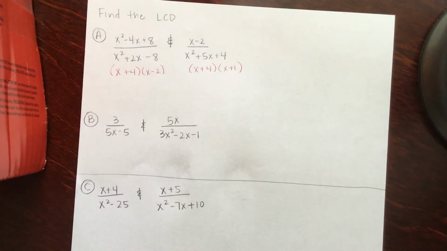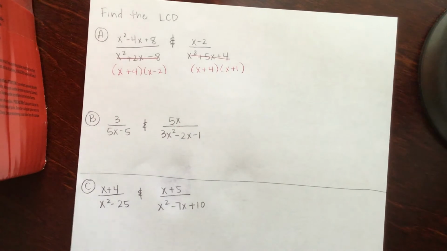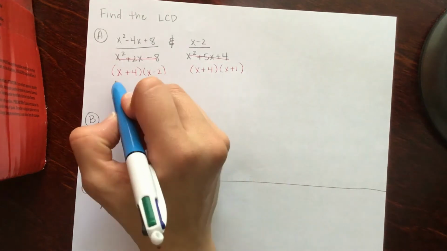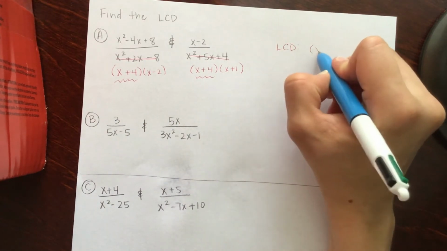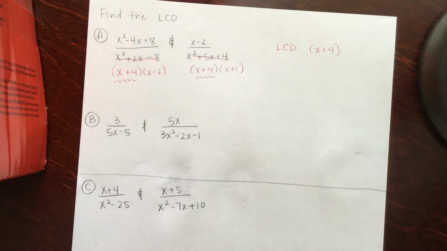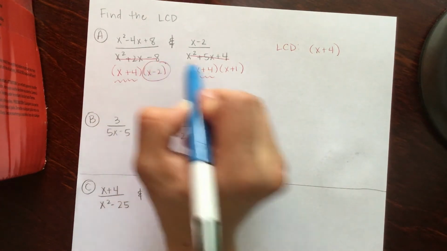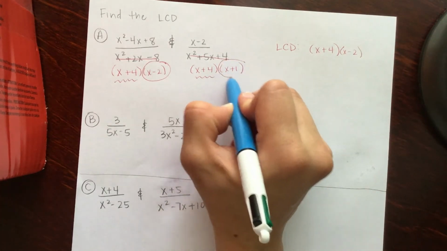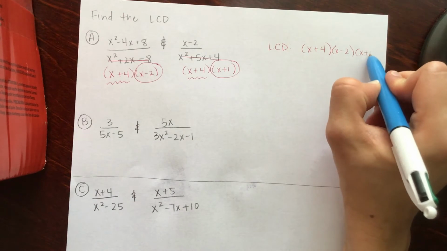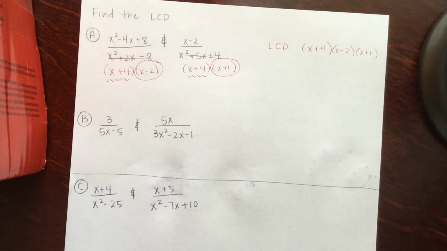When you factor the denominators, notice that they both have an x plus 4. So that means my least common denominator is going to be x plus 4 times, this first one also has an x minus 2, and the second one also has an x plus 1. So my least common denominator is x plus 4 times x minus 2 times x plus 1. You don't have to multiply that out. You can leave it written in factored form.